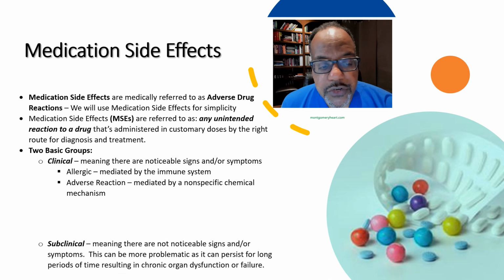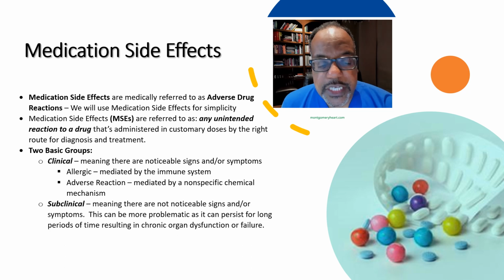There are 2 basic groups of medication side effects. One is a clinical medication side effect. What that means is that there are noticeable signs and or symptoms. This could be due to an allergic reaction. Allergic clinical side effects are due to the immune system. So for instance, the example I gave you earlier, if someone takes drug X and you break out into hives, that's usually due to an allergic reaction. It's an immune mediated reaction.